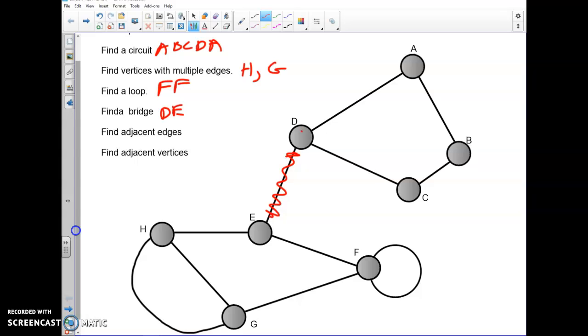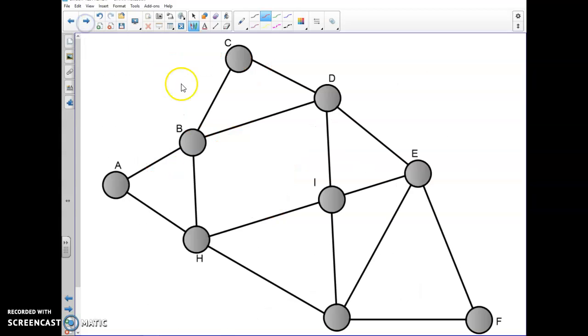Adjacent edges are edges that share a vertex. So HE would be adjacent, and FE would be adjacent edges. Edges that share a vertex, they share E. And adjacent vertices are vertices that share an edge. I'd say G and F would be adjacent vertices. They share one edge. So those are our basic definitions.